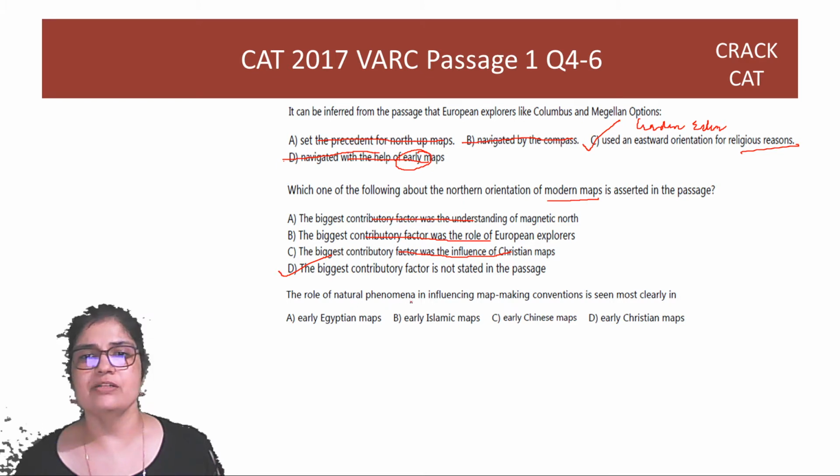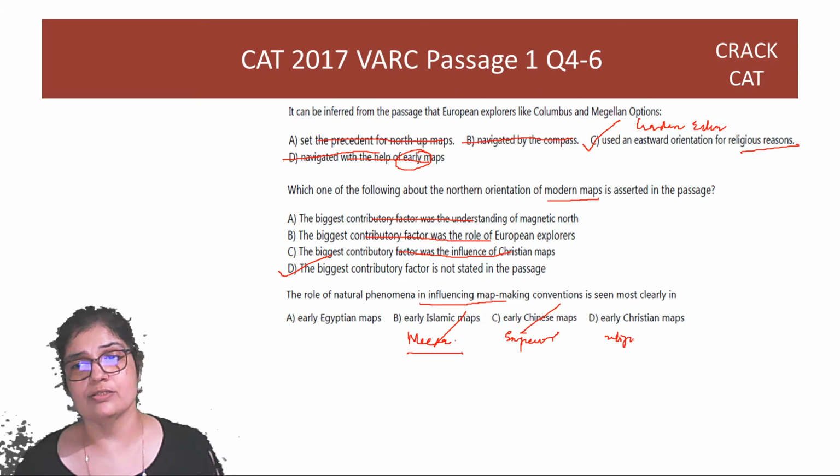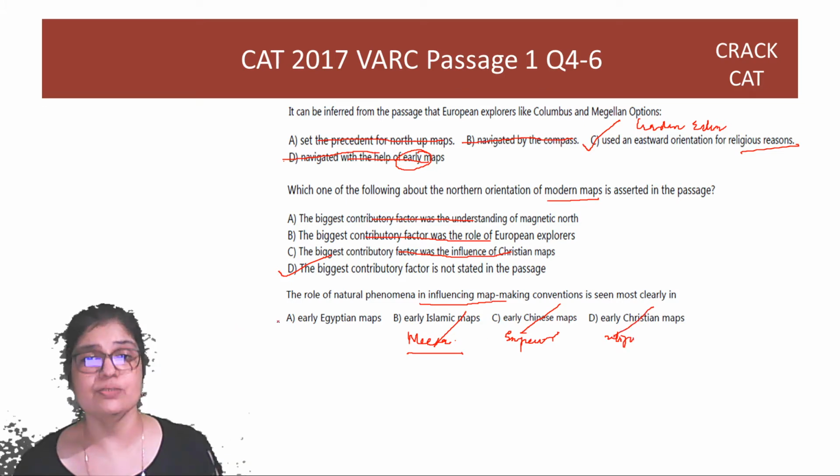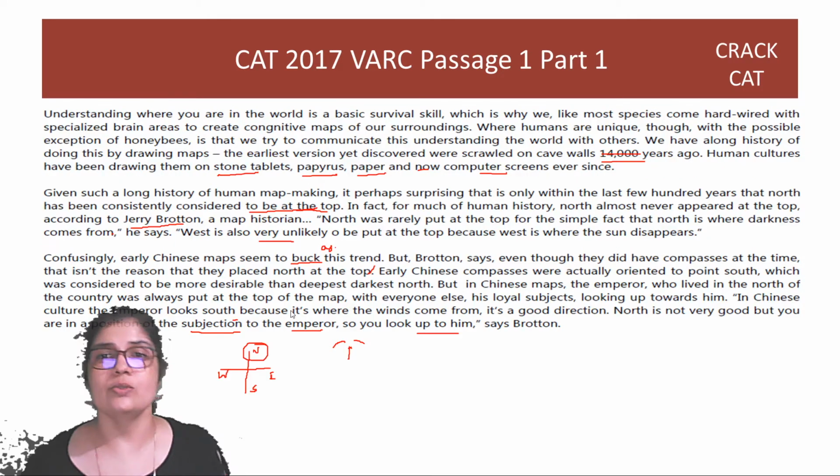The role of natural phenomena in influencing map making is seen most clearly in Islamic thought, Mecca की वजह से, right? South should be on top. So there is religious here. Chinese में there is the emperor respect thing. So there's no natural phenomena. Christian also you have religious. That's also out. It's only Egyptian maps if you go back and check, guys, right? Let's come back here. It's only Egyptian maps that looked at east because that's where the sunrise is from.